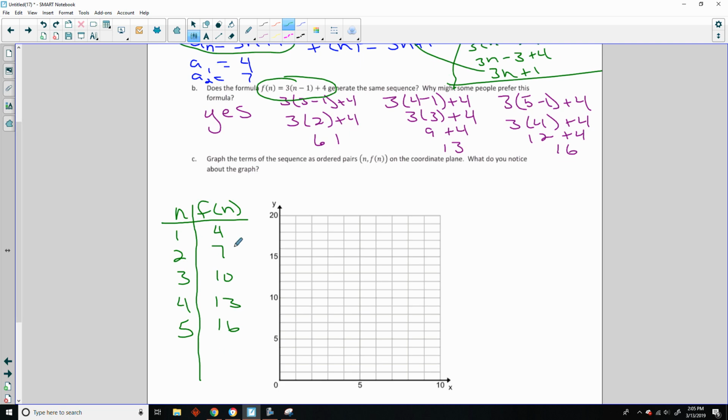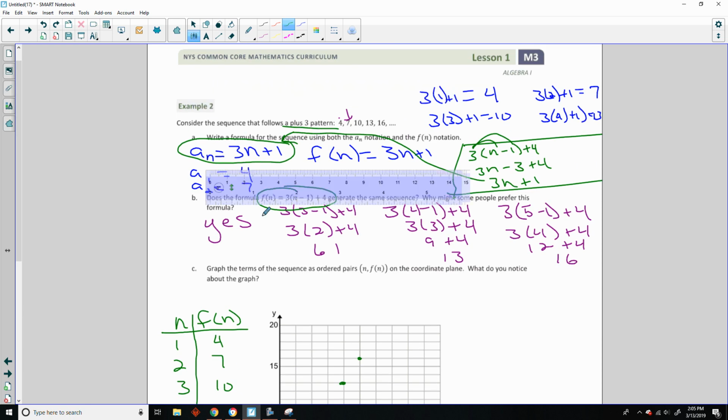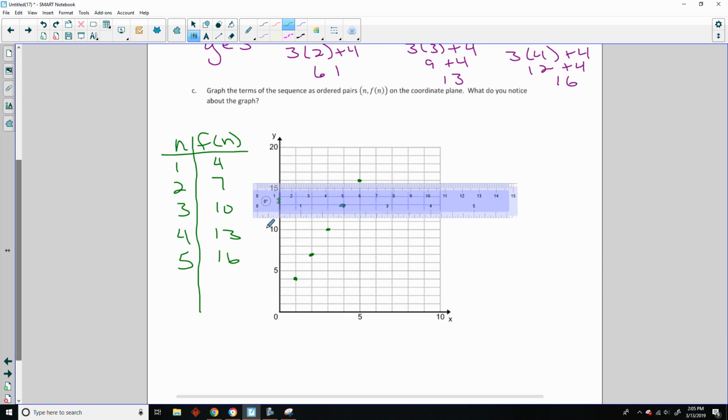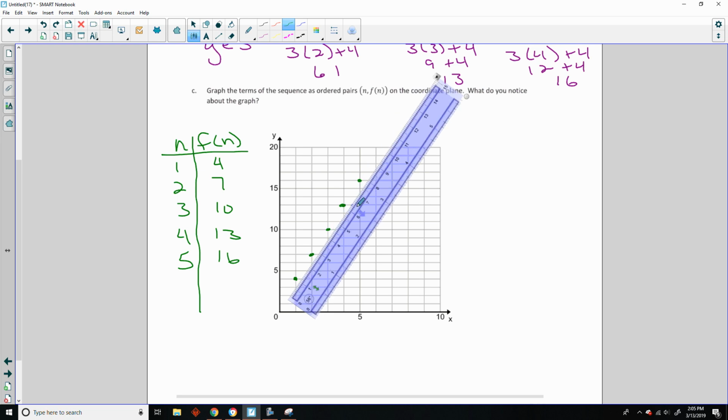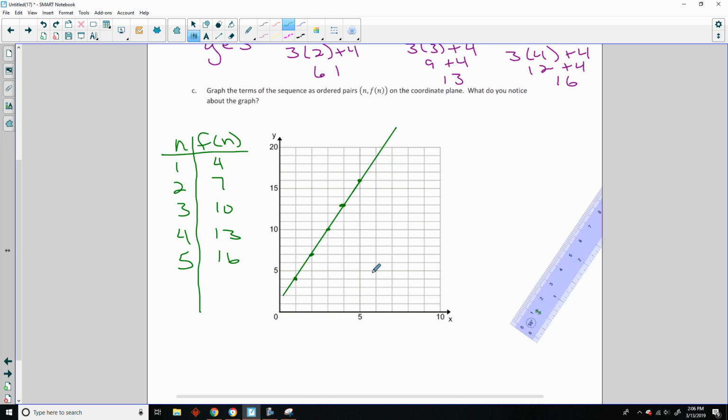16. So the point (1, 4) is over 1 up 4, which is here. And then (2, 7) is here. And then (3, 10) is here. And then (4, 13) is here. And then (5, 16) is here. If I get my ruler out and connect those dots, then we see that it is a linear pattern.